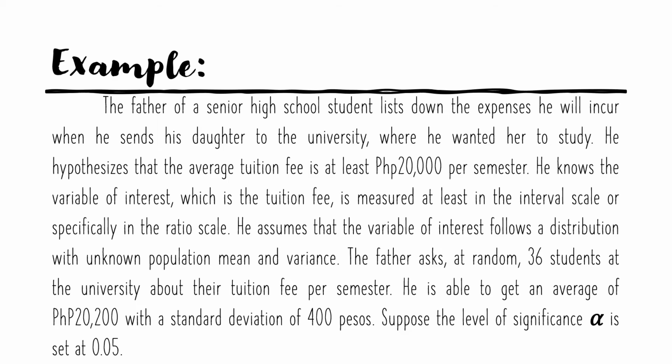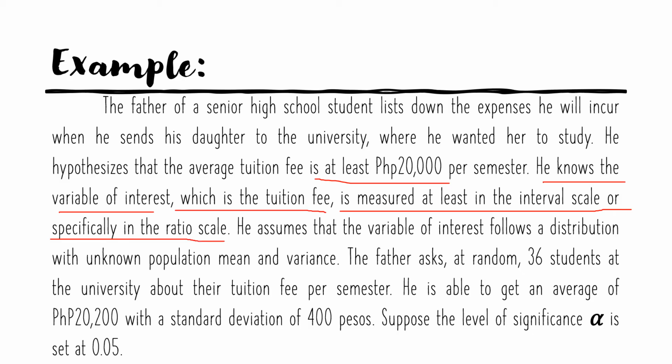So for example here, as we apply the central limit theorem, the father of a senior high school student lists down the expenses he will incur when he sends his daughter to the university where he wanted her to study. He hypothesizes that the average tuition fee is at least 20,000 pesos per semester. He knows the variable of interest, which is the tuition fee, is measured at least in the interval scale, or specifically in the ratio scale.